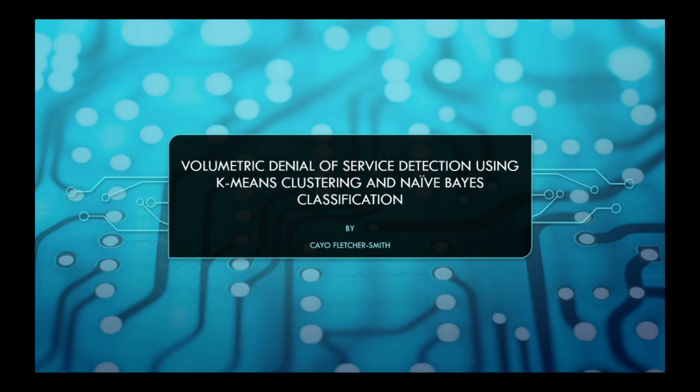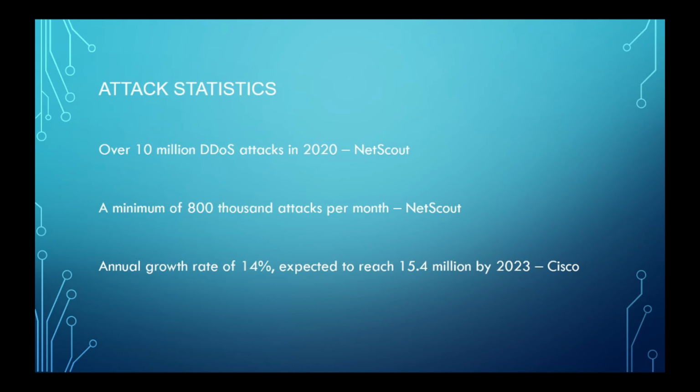This project will focus on proposing a solution to volumetric denial of service detection using k-means clustering and the naive Bayes classification model. So why is this important? Why is this problem domain important?